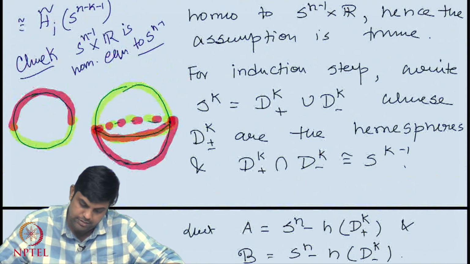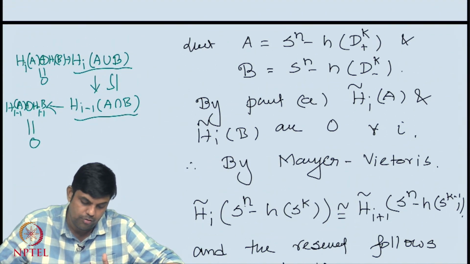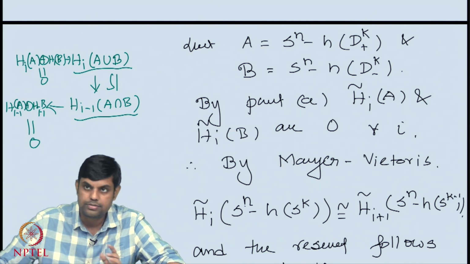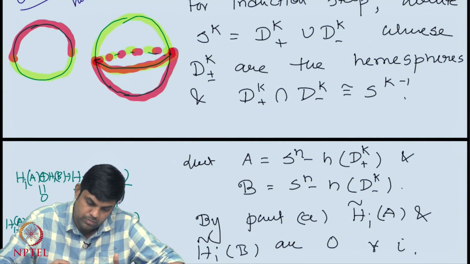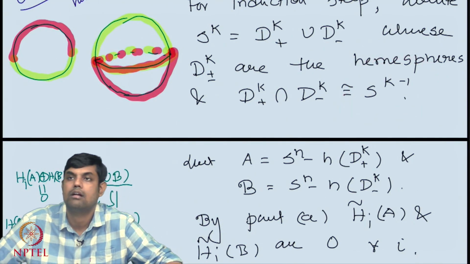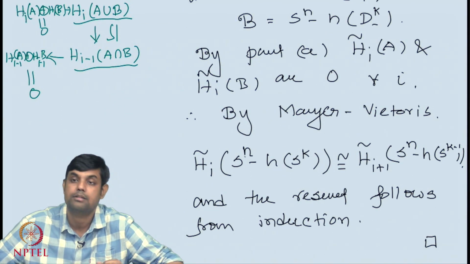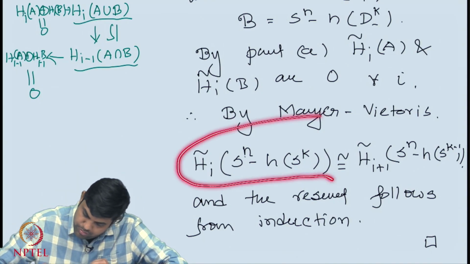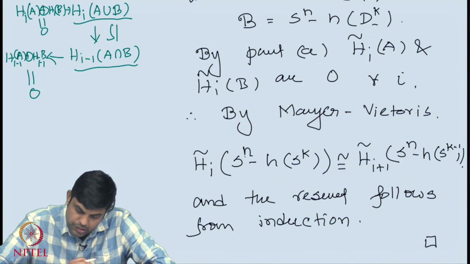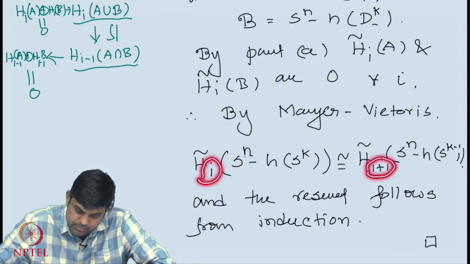So, what is A intersection B? So, A union B is basically this one, Hi of Sn minus Sk minus 1, and A intersection B is Hi of Sn minus Sk. Okay. So, Mayer-Vietoris tells me that these two are isomorphic. So, what is happening here? I is going to I plus 1, k is reducing to k minus 1.